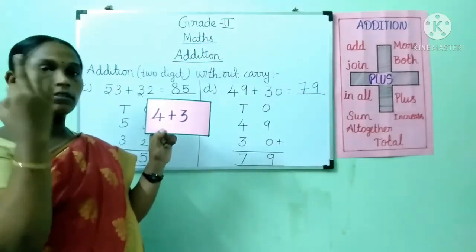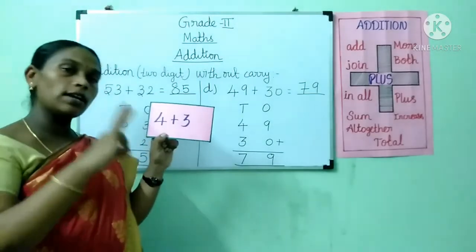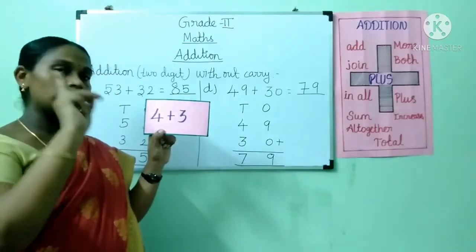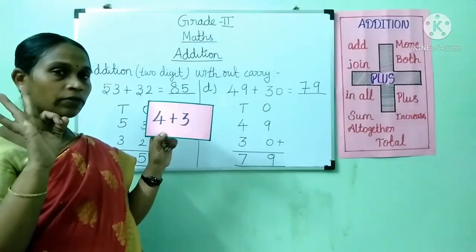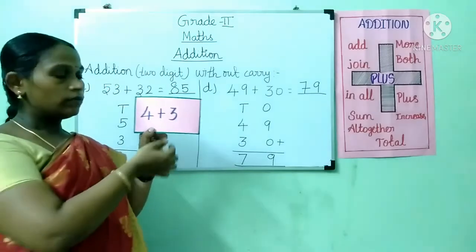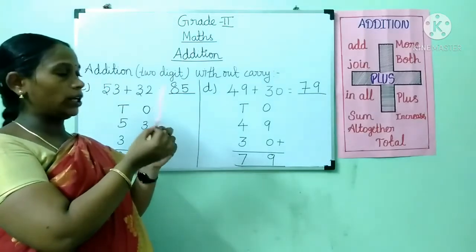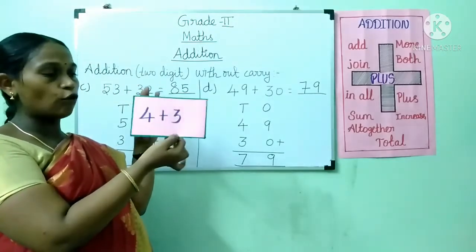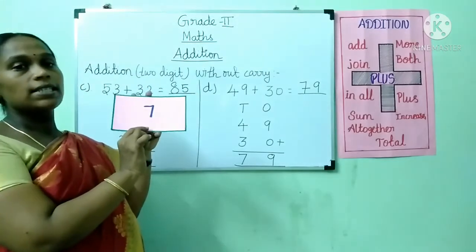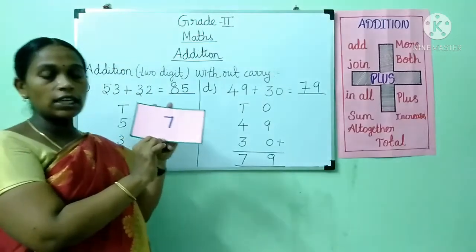4 in the mind, 3 in the finger. 4 after 5, 6, 7. Yes, answer correct. 7. Shall we check? Okay. Answer is correct. The 7 is the answer. 4 plus 3 is equal 7. Are you clear, children? Okay.